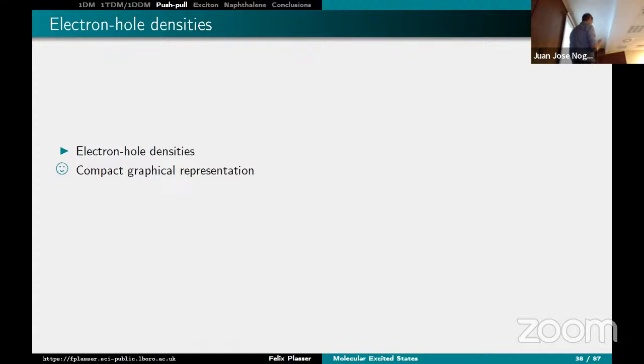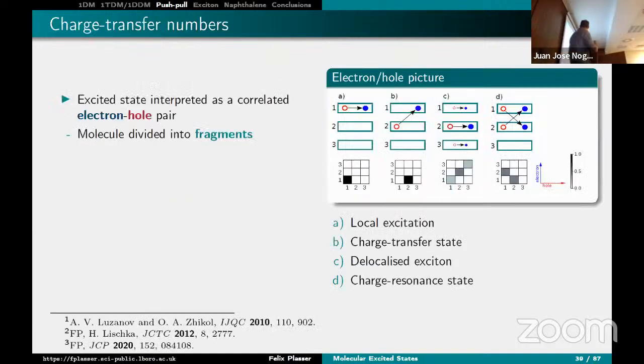Okay, so then we have this compact graphical representation with electron-hole densities, but we're still looking at lots of color. And then I just want to introduce one thing, and that's, when people use TheoDORE, I think that's one of the real workhorses of TheoDORE, and that's this idea of this fragment-based excitation in the electron-hole picture.